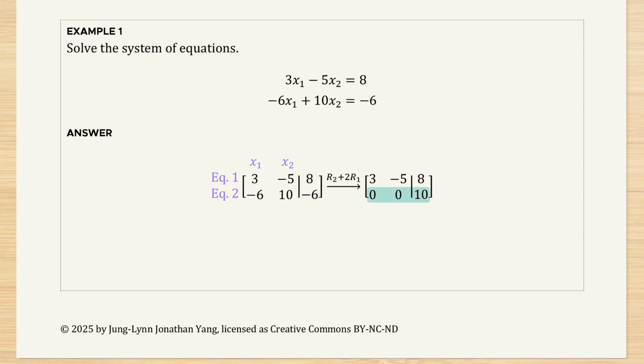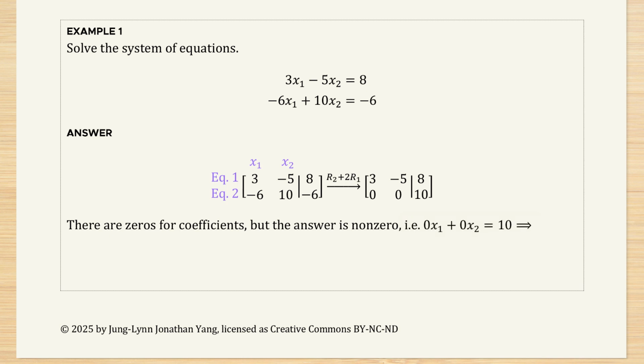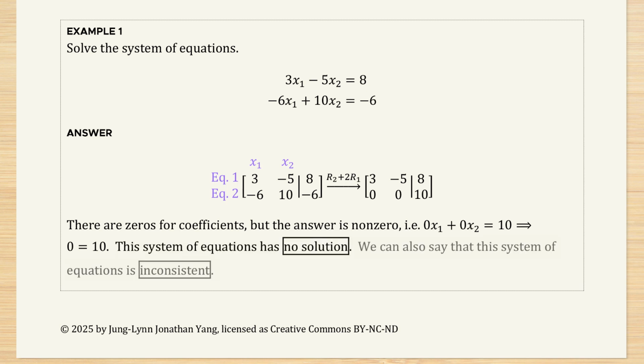And right away we notice this pattern of 0 for coefficients, but non-zero for the constant. If we were to interpret the second row of this augmented matrix as an equation, it would read 0 times x1 plus 0 times x2 equals 10. In other words, 0 equals 10. This is nonsensical. 0 does not equal 10. Therefore, this system of equations has no solution. We can also call this system inconsistent.